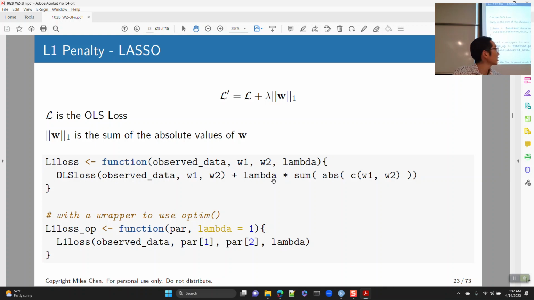plus, and here I'm doing lambda times the sum of the absolute values of W1 and W2. So here I'm just writing a function that's going to calculate this. I calculate the OLS loss plus lambda times my W1 and W2 coefficients. Okay. And so, I'm going to plug this into Optim. So I create a wrapper function, and we're going to be able to change our lambda values, and we're going to calculate the loss function.